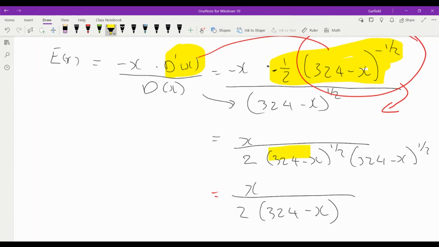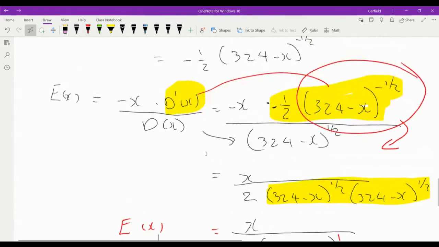What we did here, in case you're wondering, for these two, we're multiplying. And when we multiply, remember we add the exponents. So it's 1/2 plus 1/2, which gives us 1. So that's our E of x. Did I lose anyone on the derivative or on just the simplification?